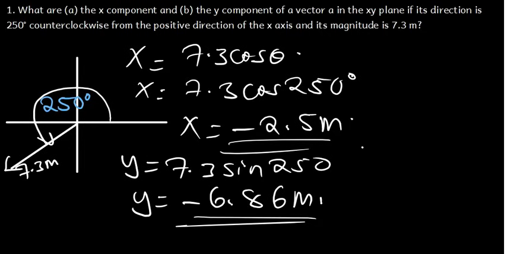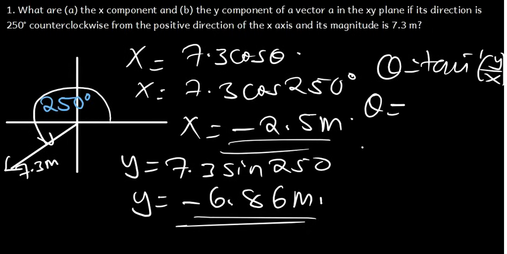Now we need to find again the direction. To find the direction, theta is equal to tan inverse of the y component divided by the x component. Remember, if the x component is negative and the y component is negative, we expect our angle to be in the third quadrant. But the question is saying, what are the x and the y components? So in this case, we already have the direction, which is 250. There is no need for us to find the direction. We are only required to find the x and the y components of this vector. So that is it for this question.